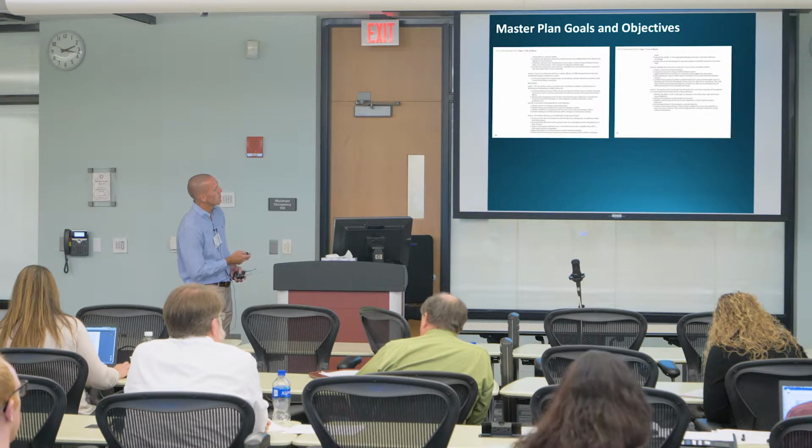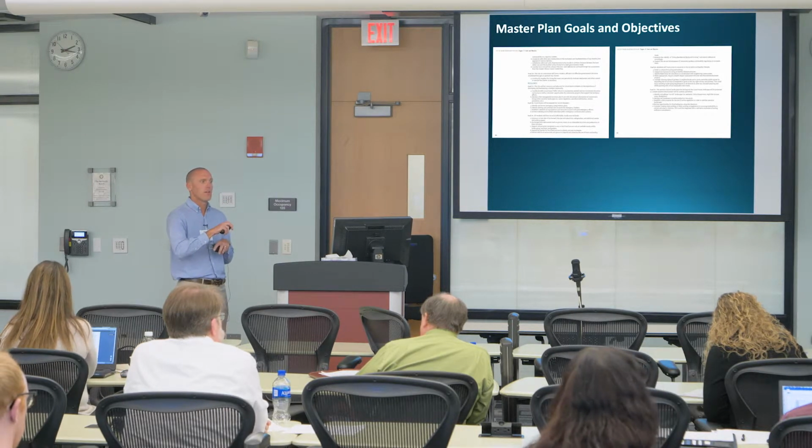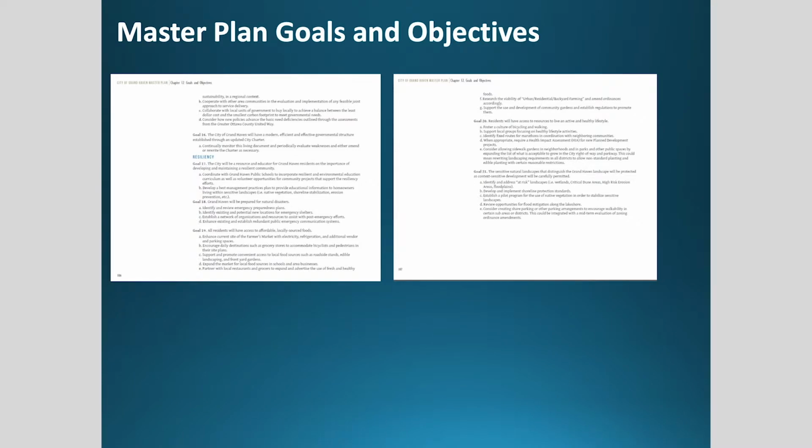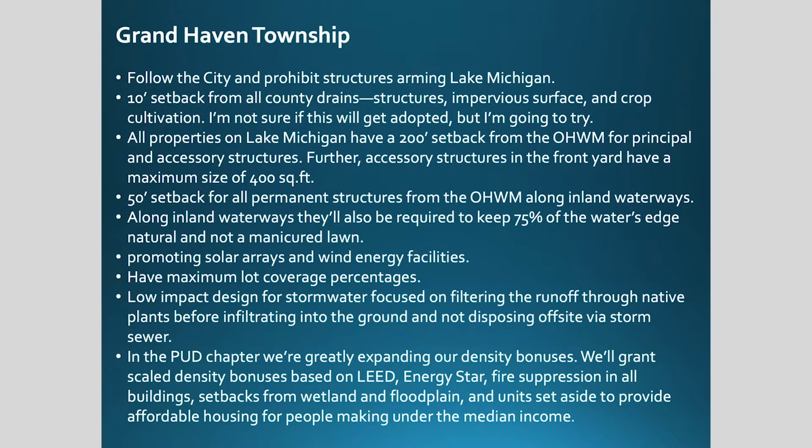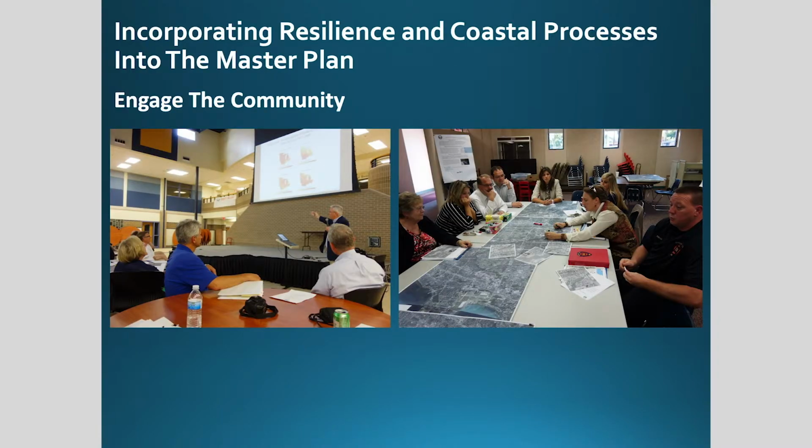I'm not going to read each one of these, but we essentially had a section of goals and objectives that specifically dealt with resiliency. A lot of them were about setbacks, but a lot of them were about how to work with the community, the people, and the social services in your community to be more prepared for that change in climate and to be more resilient. I'll go through that. These are just a list of some of the recommendations that came out of the Grand Haven Township planning process that touched upon some of those setback pieces and some of the other pieces that have to do with the social services.